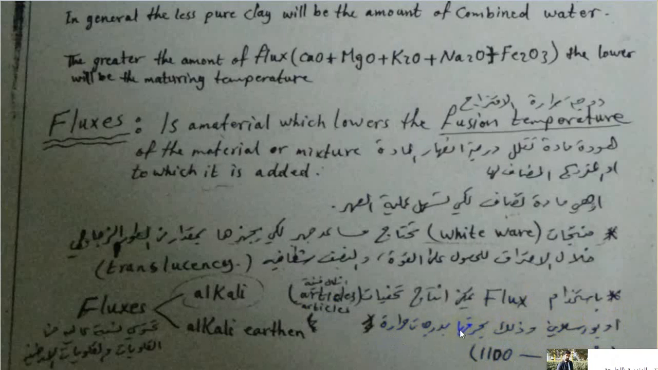By calcinating them at a temperature of 1100 to 1300 centigrade. The temperature range from 1100 to 1300 centigrade is indicated right here before you.